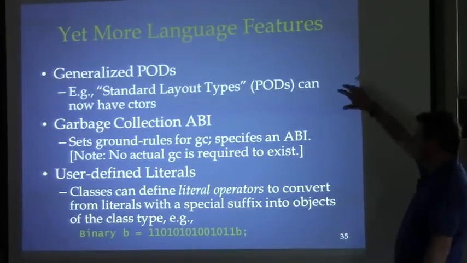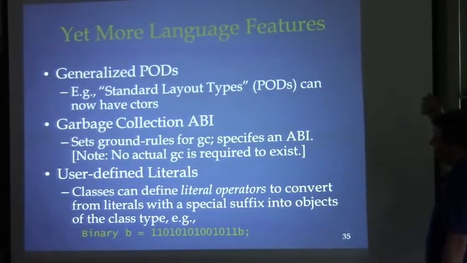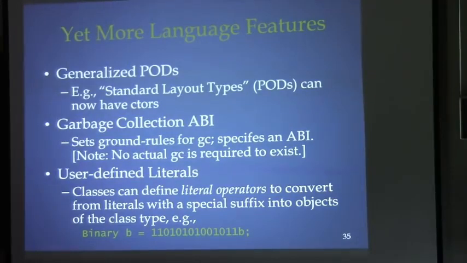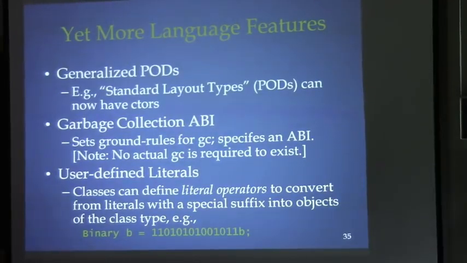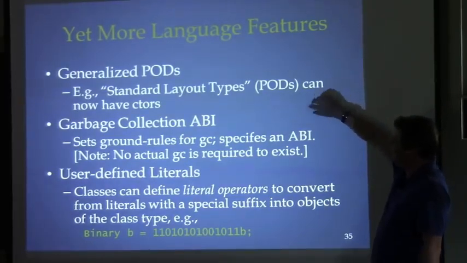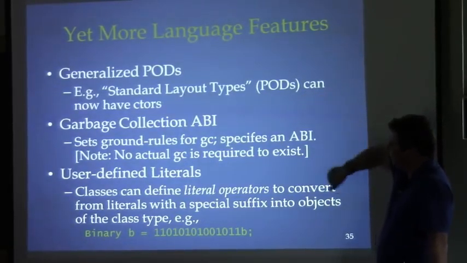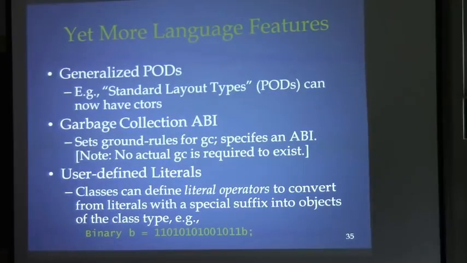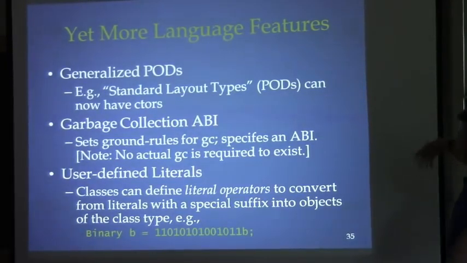Generalized PODs, plain old data. That's what C-type structs basically are described as, and now there are a little more elaborate rules so that these kinds of things, renamed standard layout types, can have constructors, where they used to not be able to have constructors. They still can't have things like virtual functions and whatever, but there's a little more that they can have.